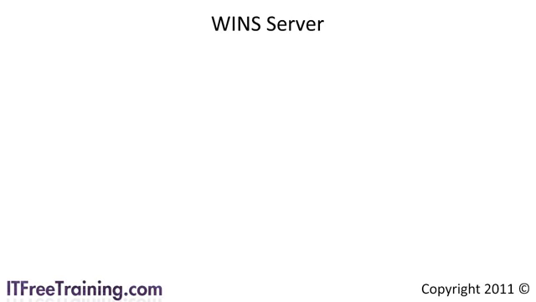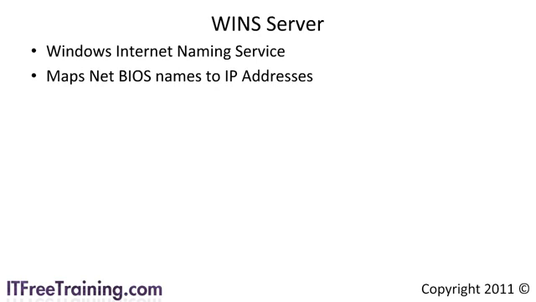The WINS server, or Windows Internet Naming Service, maps NetBIOS names to IP addresses. It does this using a flat namespace, which is the biggest disadvantage of WINS. This means you cannot have 2 computers with the same name using the same WINS infrastructure. This makes WINS not very scalable.